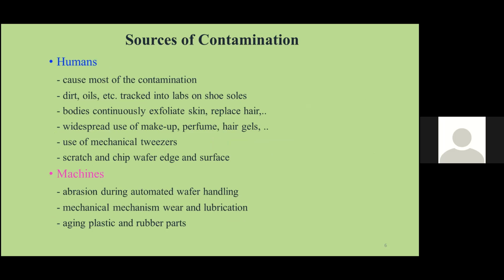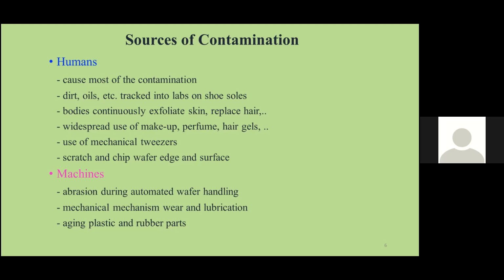So what are the sources from which this contamination comes? First is the human being. Human beings produce a lot of contamination, like dry skin, oil, some fingerprints. Even the shoes we use also make some contamination, hairs, saliva, that kind of contamination produced by human beings. And some contamination is produced by machines.